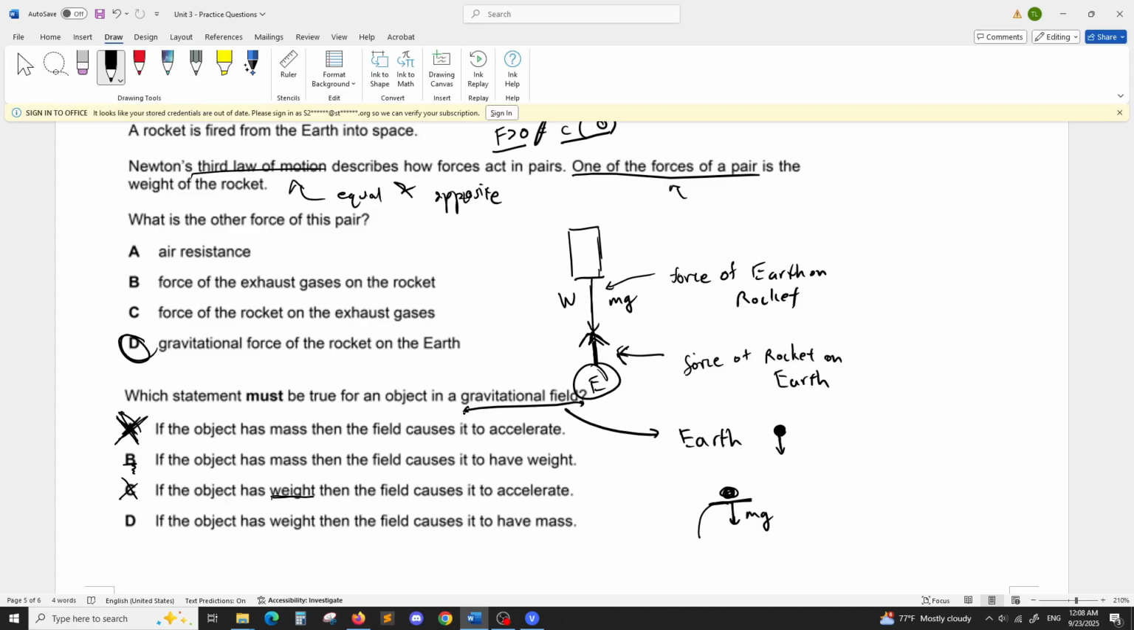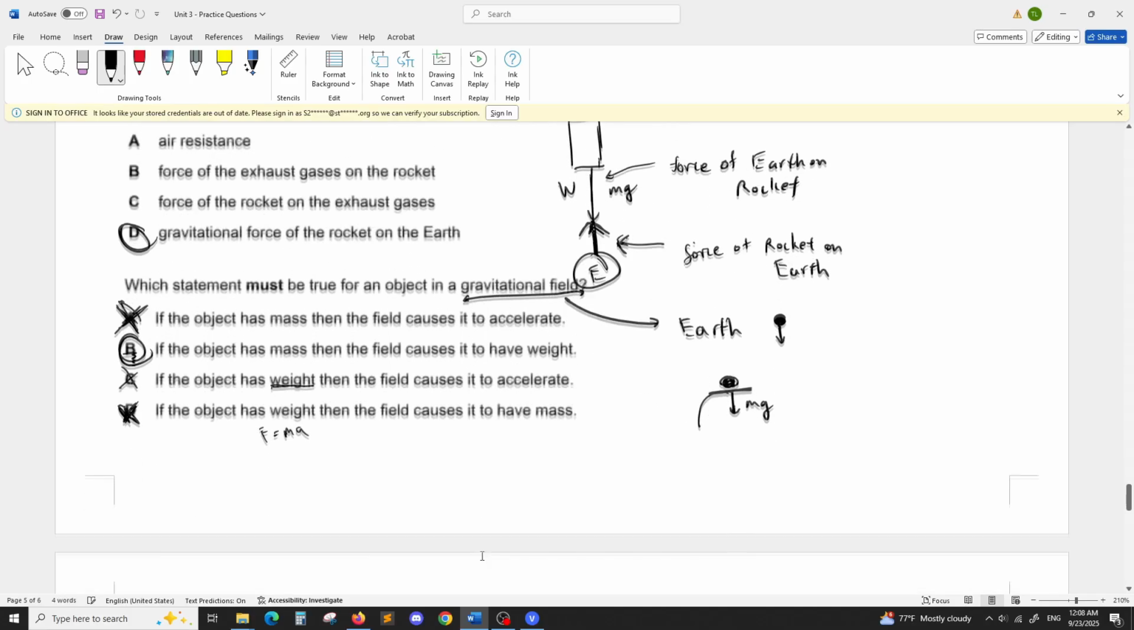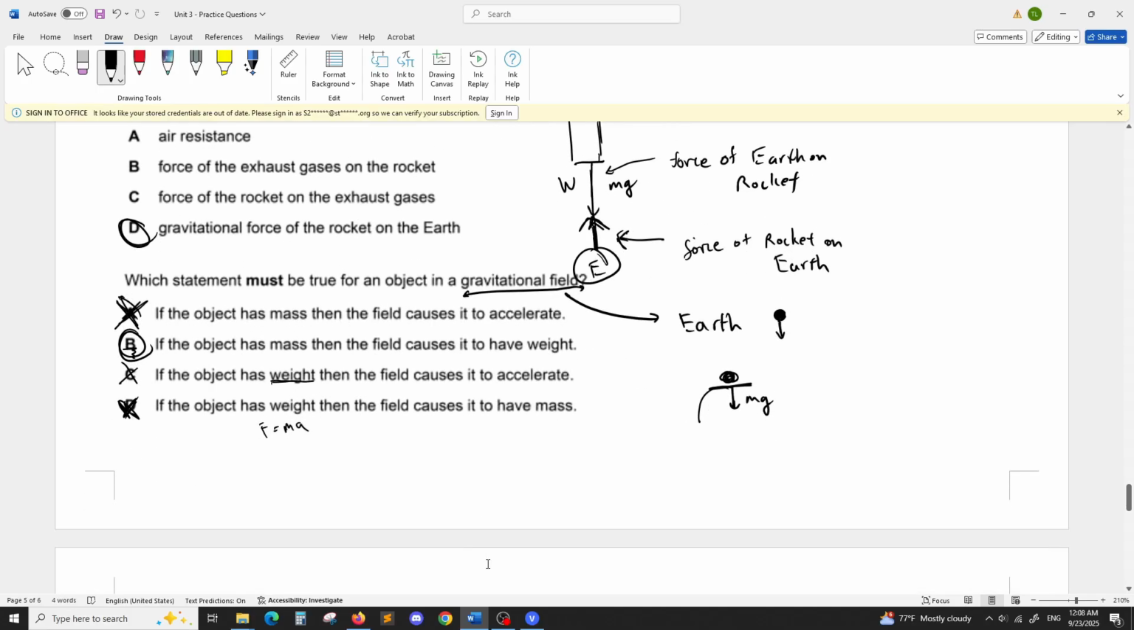What did I just read? This doesn't make sense at all, because weight is actually dependent on mass, so this is obviously not it. I hope it's clear that this is wrong, because weight is mg, which is what Newton's second law states. It should be the other way around: if our field has mass, then it should have weight. And that's B. So that's kind of funny.